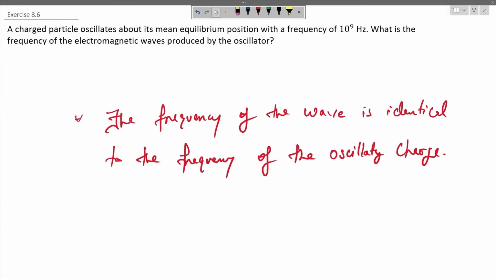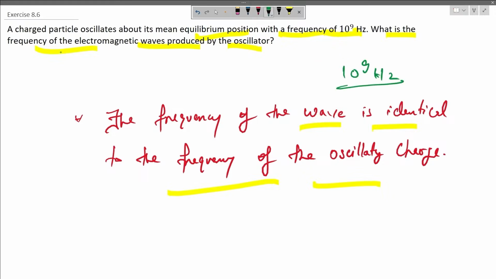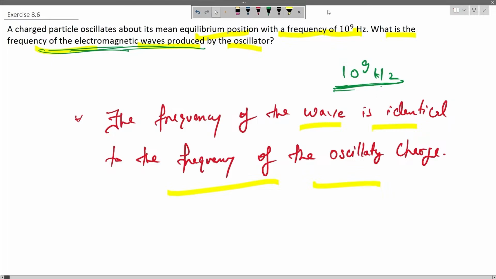The question says that a charged particle oscillates about its mean equilibrium position with a frequency of 10 to the power 9 hertz. What is the frequency of electromagnetic waves produced by the oscillator? So we know that accelerated charges radiate electromagnetic waves, and the frequency of the electromagnetic waves equals the frequency of the oscillation of the charge. So the frequency of the wave produced is identical to the frequency of the oscillating charge, and it is going to be same, that is 10 to the power 9 hertz.